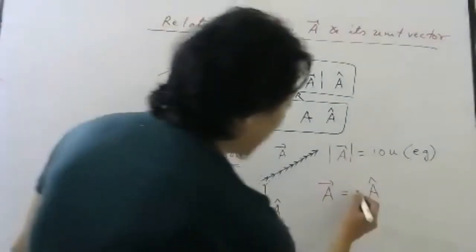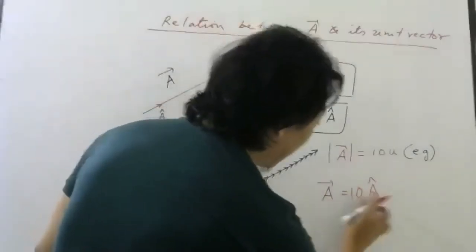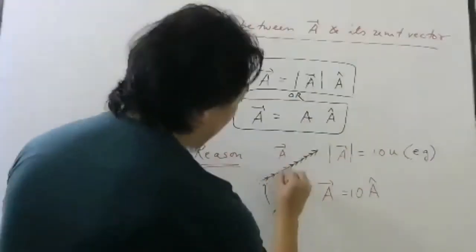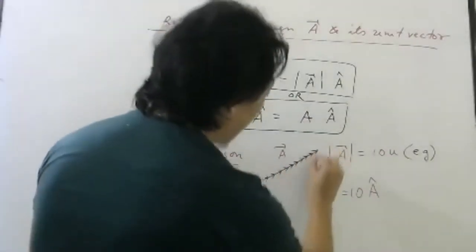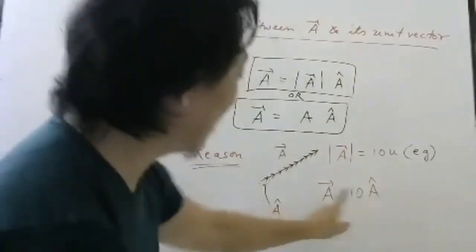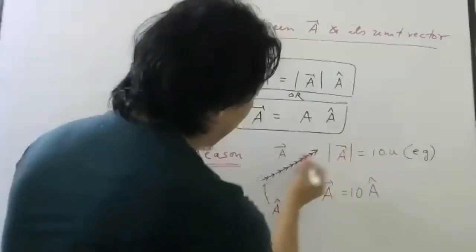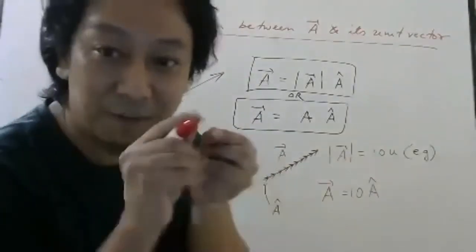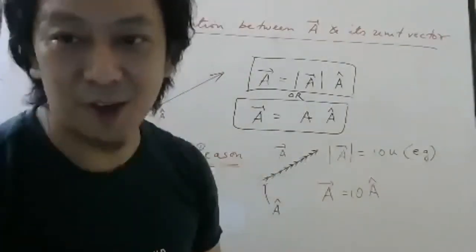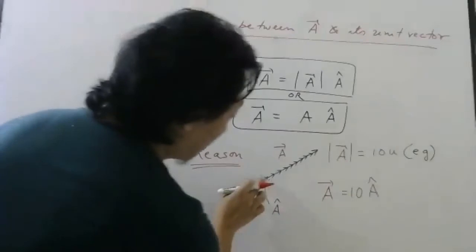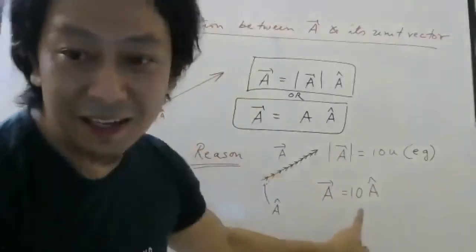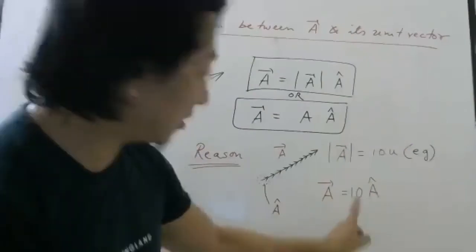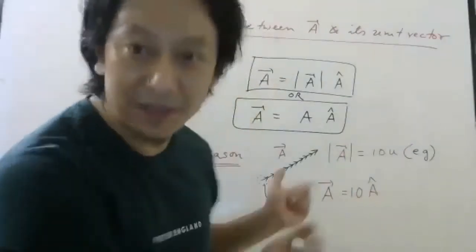But if I say 10 times A cap, if I add A cap ten times, then I will get the original vector, which was the red one. The red one you are not able to see now because I have put black ones on top. So there was this original vector. Now I can say they are equal, yes or no? Now I can say, because 10 times A cap is nothing but A bar.